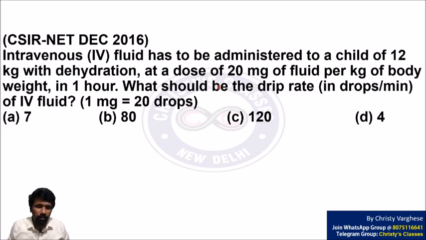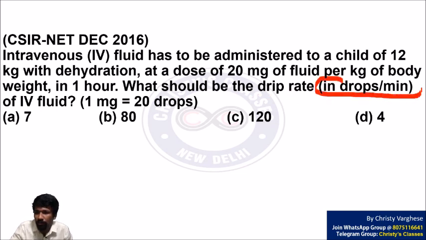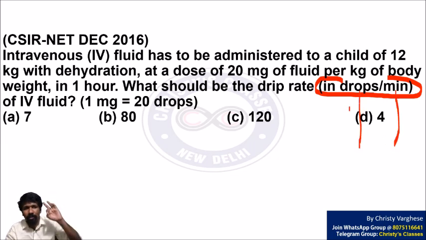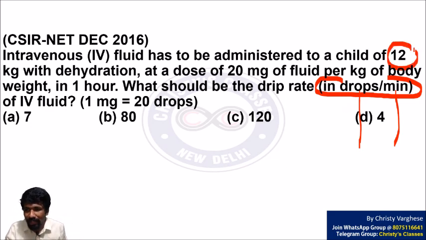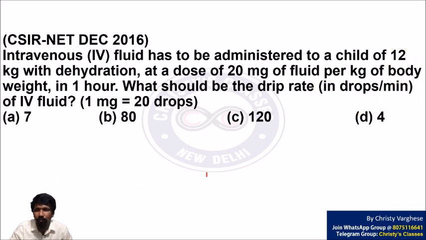Next question. This also has a little medical terminology, but very basic understanding is enough. IV fluid has to be administered to a child of 12 kg with dehydration at a dose of 20 mg of fluid per kg of body weight in 1 hour. What should be the drip rate? If you look at the units, it will be very simple. Drip rate is defined as drops per minute. So how many drops of IV fluid should be given to this child who weighs 12 kg in 1 minute, not in 1 hour, in 1 minute?